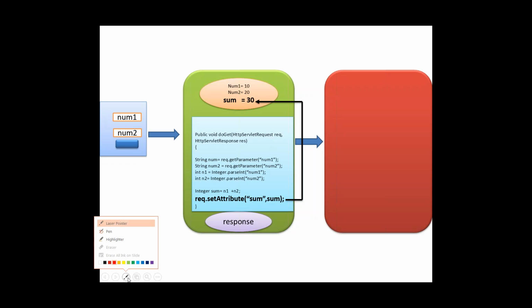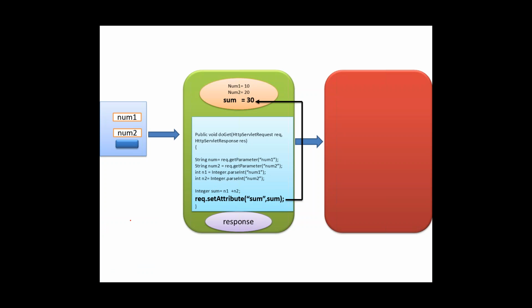Now, if I demystify this further, over here you've got sum. This value will be stored over here. So your key is sum and the value is 30. This is called the value and this is called the key. The key can be anything, it is user defined.